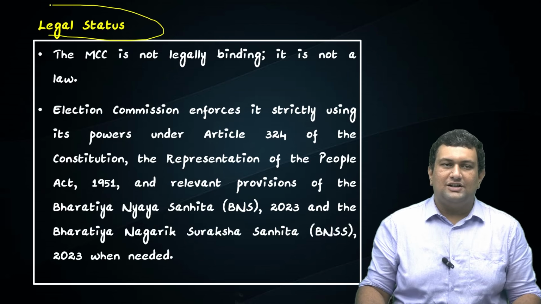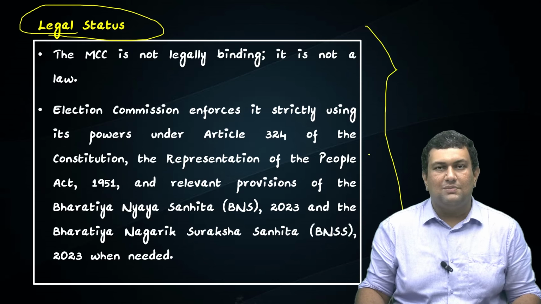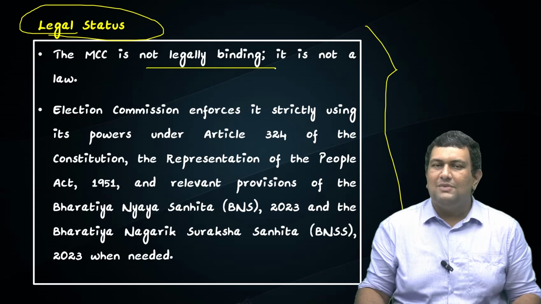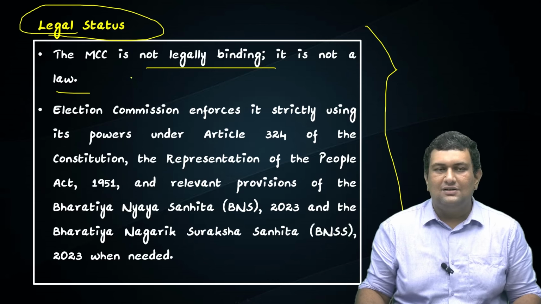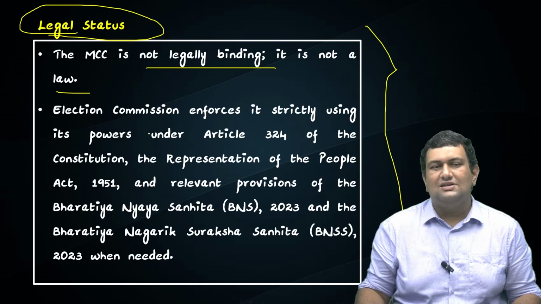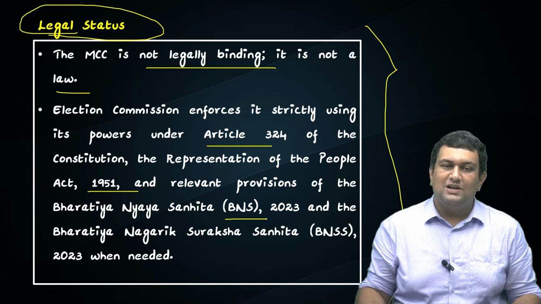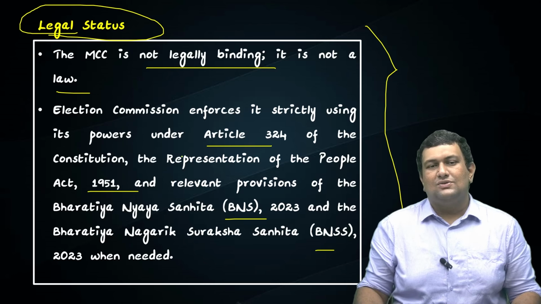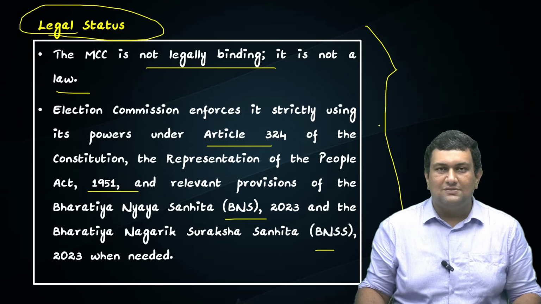So its legal status. This is very important. This can be asked as a direct statement from a prelims point of view. It's not legally binding and it's not a law. Also, the MCC does not have statutory backing. So how does the EC, that is the Election Commission, enforce it? It is based on its powers under Article 324 of the Constitution, the RPA Act of 1951, and the relevant provisions of BNS and BNSS. In these ways, the ECI enforces it, and this is very, very important. This can be asked as a direct statement in prelims.